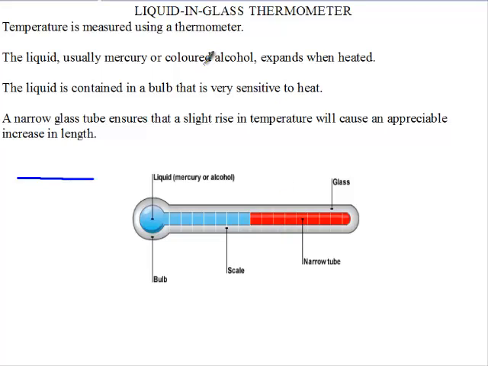Okay, so we select alcohol or mercury because they expand linearly with temperature. The bulb is also made up of a very sensitive material. The long, narrow glass tube ensures that we see the increase in length when the temperature rises. And then we also have the glass around it has a magnifying feature that can let us see the readings easily.